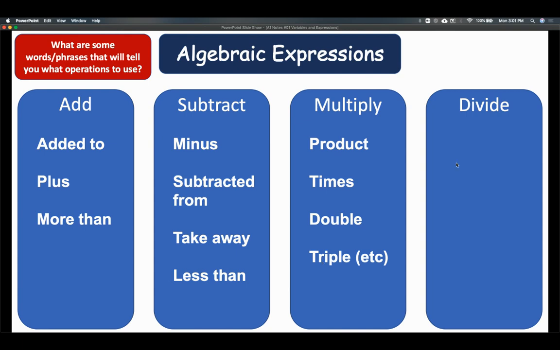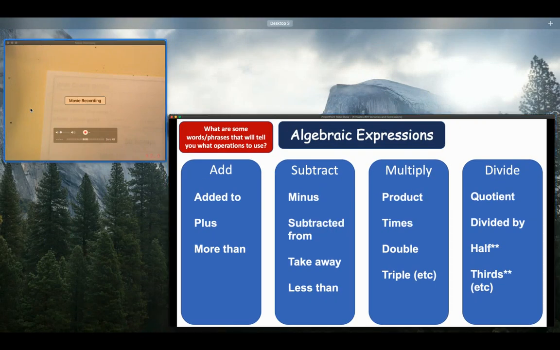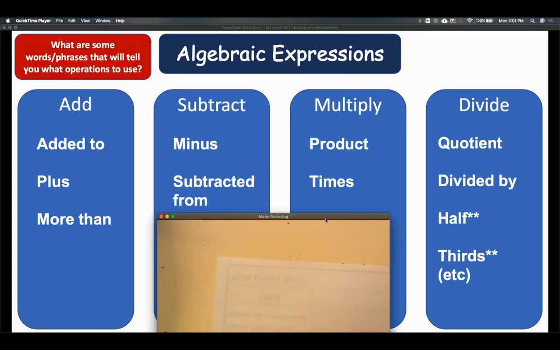So next thing up was dividing. Quotient, divided by, half, thirds, fourths, fifths, sixths. Okay, those all mean divide. Now, there's a reason why I put asterisks on there. That's because I will accept other variations of this. What I mean by that is this.